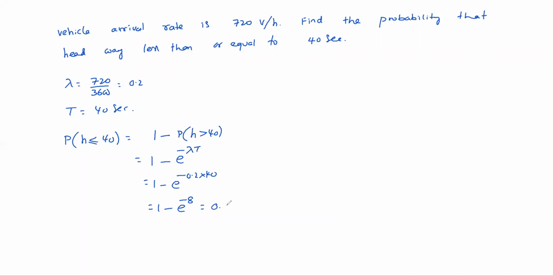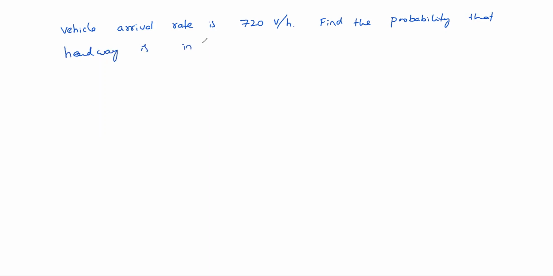0.999. Okay. Next problem. Suppose vehicle arrival rate is 720 vehicles per hour. Find the probability that headway is in between 5 and 12 seconds. Okay, 5 and 12 seconds.